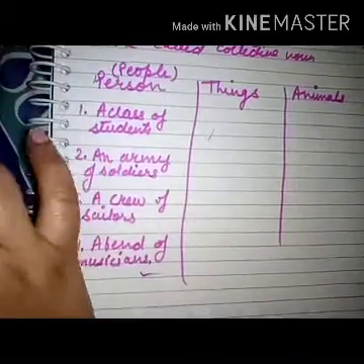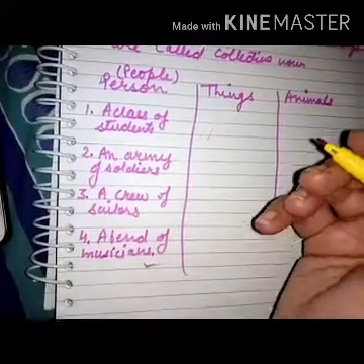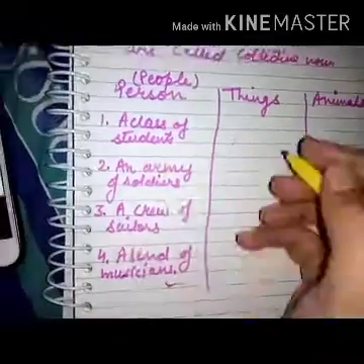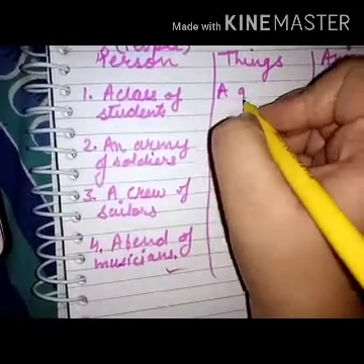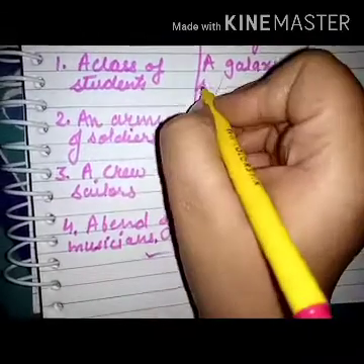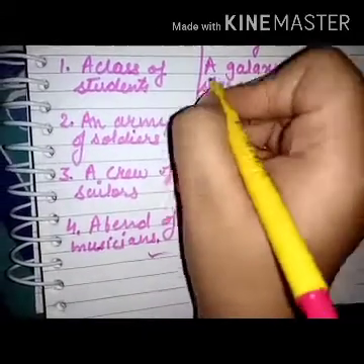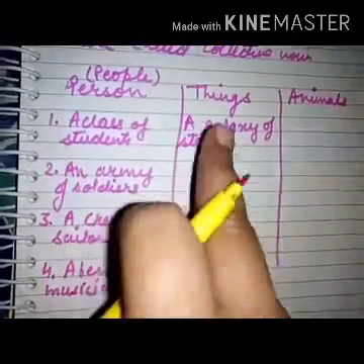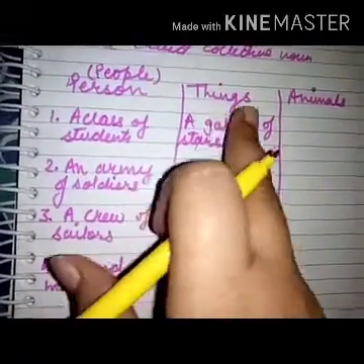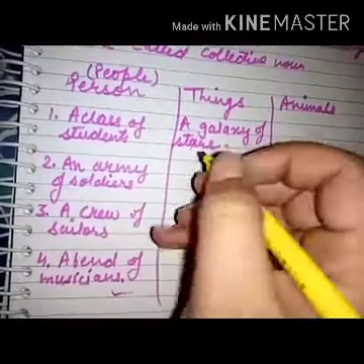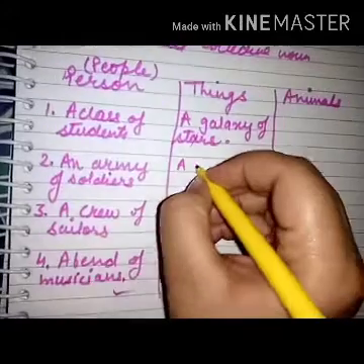Now the next one is things. A galaxy of stars. When we see stars, we know that stars are so many. It's called galaxy. A galaxy of stars.